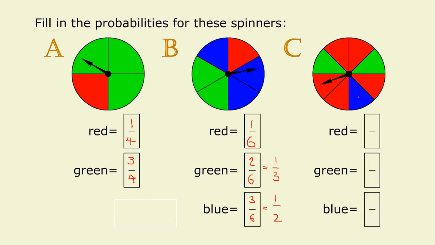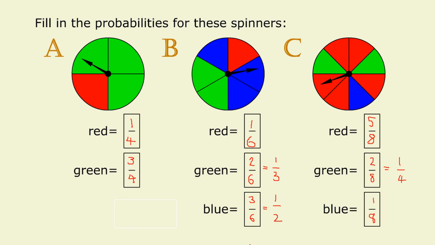Yeah, 3 of the sections. Now look at spinner C. Spinner C, we've got 1, 2, 3, 4, 5 red sections. There are 8 possibilities for the section we could land in this time, though. So it's 5 out of 8. For green, we've got 2 sections, 2 out of 8. And again, we can simplify that down. They're both even. 2's into 2 goes 1. 2's into 8 goes 4. 1/4. 1/4 of that spinner is green. And then for the blues, we just have 1 section is blue out of 8.